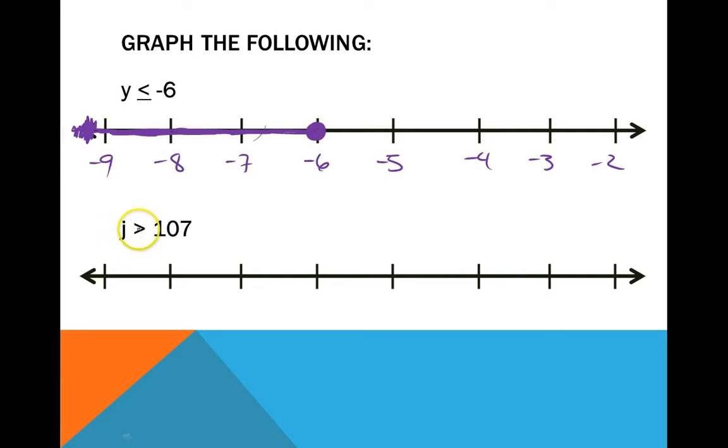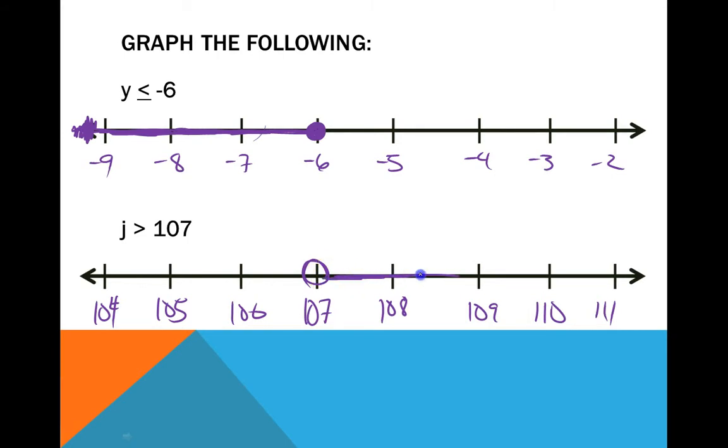How about J is greater than 107? Alright, so I just put 107, 108, 109, 110, 111, 106, 105. See, it doesn't matter how big the number is. We set it up like this. Do I have an open circle or a closed circle? It is an open circle. Do I shade left or right? Right. I shade to the right. Alright, there we go. So I shade it where the numbers keep getting larger.